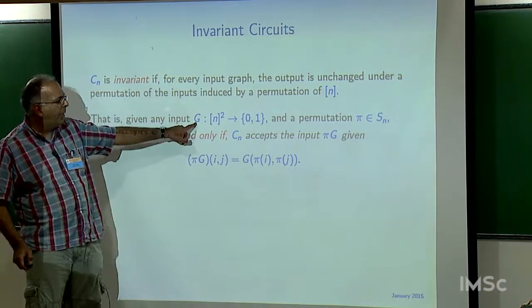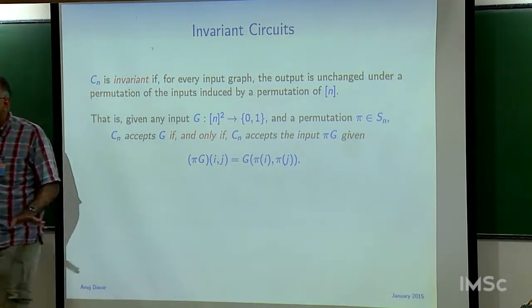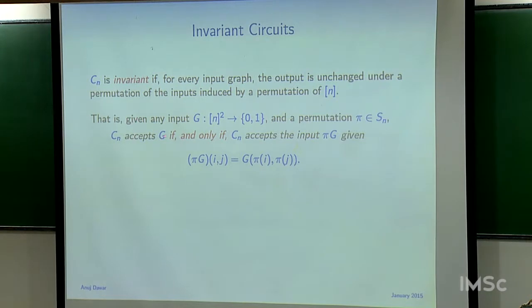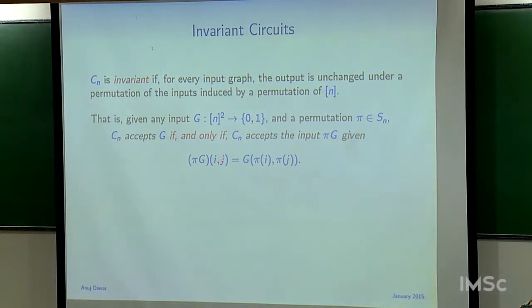Here it is spelled out in particular. An input is a graph, which we can think of as a function from n squared to 0, 1. And you pick a permutation in Sn, then the circuit should accept the input g if and only if it accepts the permuted version of g, which is one where the input ij is the same as g on the inputs pi i, pi j. So you have to apply the same permutation to both coordinates. That's what makes it different from symmetric Boolean functions.